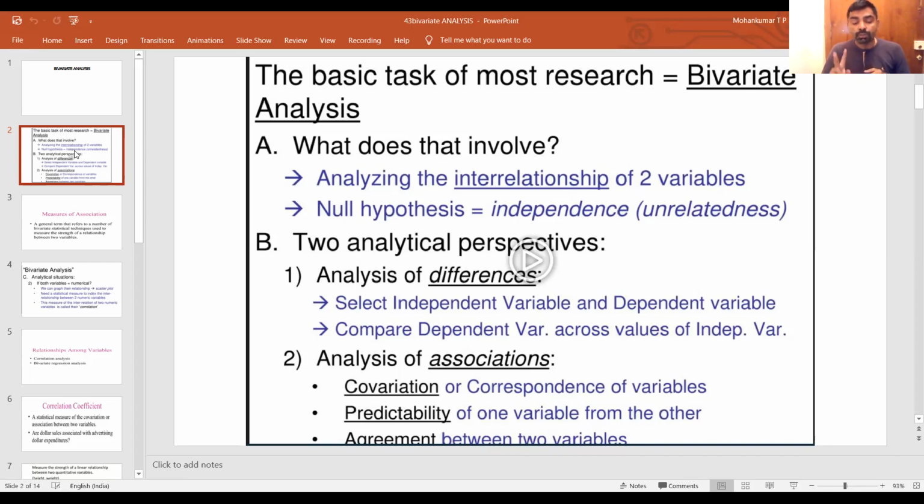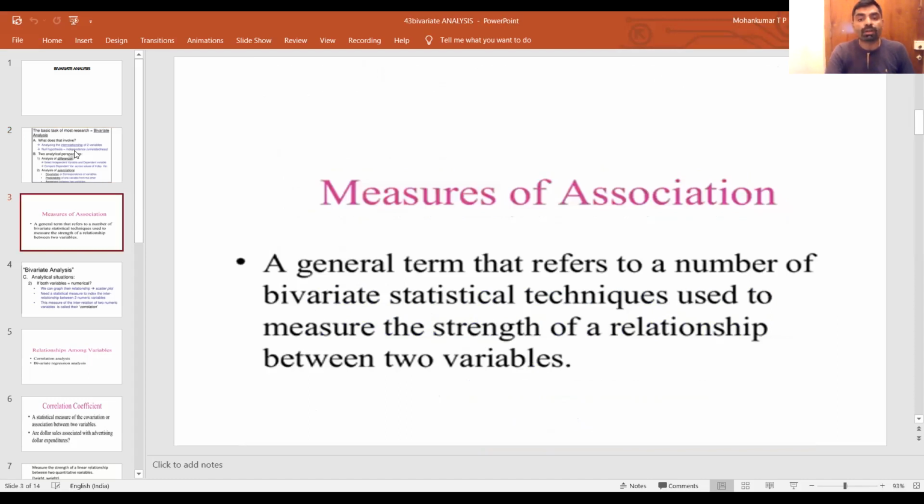Covariation: whether the two variables have an association with covariation, or whether there is any correspondence between the two variables. Then also the predictability of one variable from the other: among the two variables, is there any scope for predicting one variable from the other? Then we also need to understand whether this association has an agreement between the two variables or not.